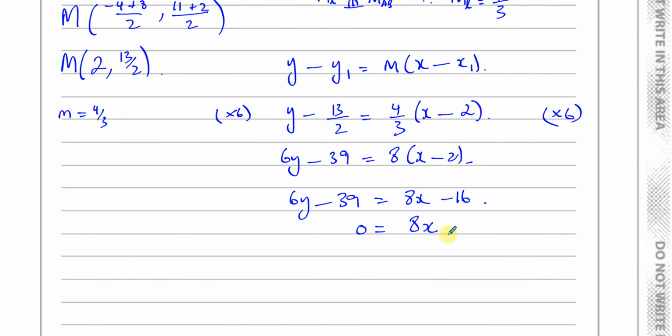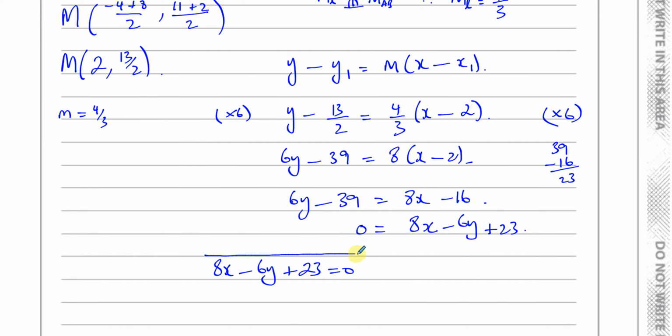I've got to take away 6y from both sides, and I've got to add 39 to both sides. So I've got minus 16 plus 39, so that's like 39 minus 16, which gives me 23. So it's going to be plus 23. So I end up with 8x minus 6y plus 23 equals 0.